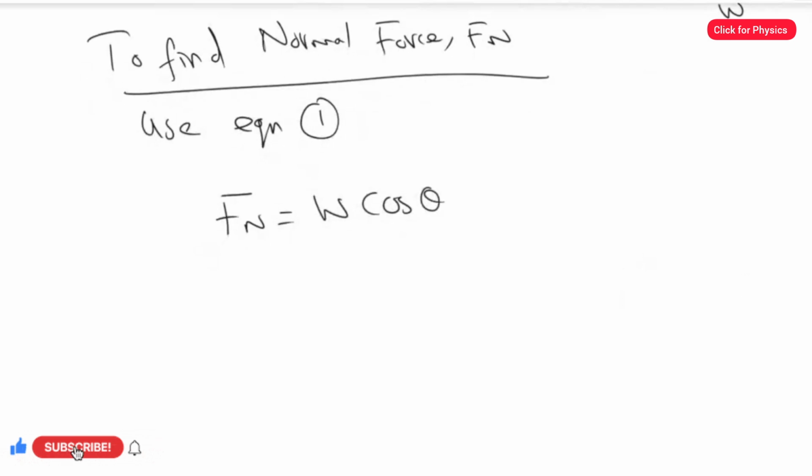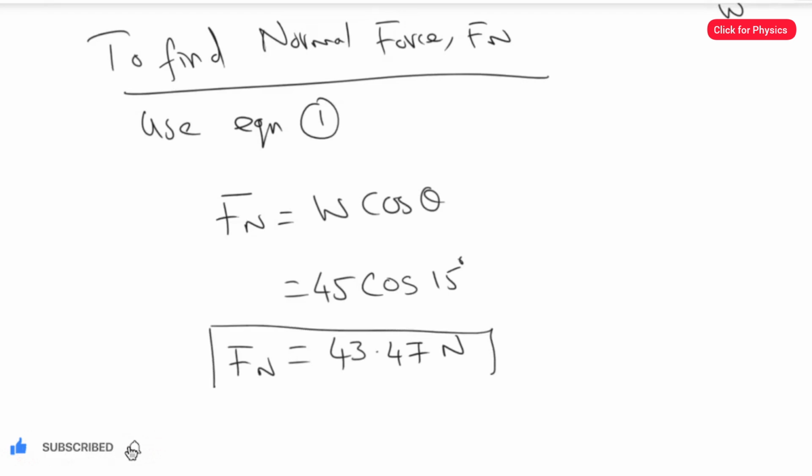Now I am going to substitute the values here. The value of W is given in the question as 45 Newton, and the angle theta is 15 degree. So 45 multiplied by cosine of 15 degree. Let's see what the answer is. I got the answer here as 43.47 Newton. This is our normal force.